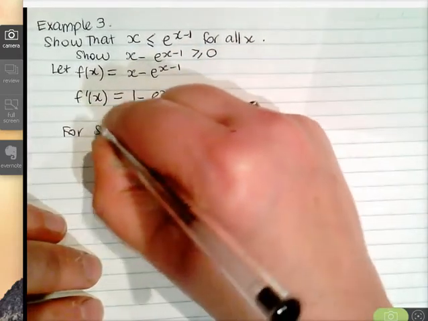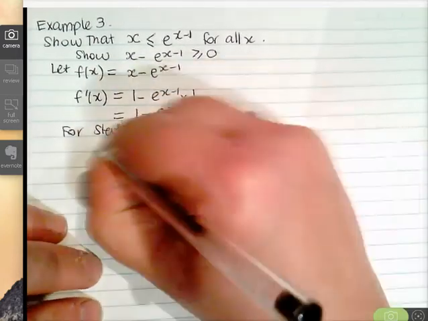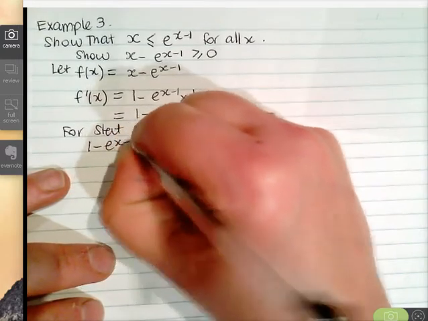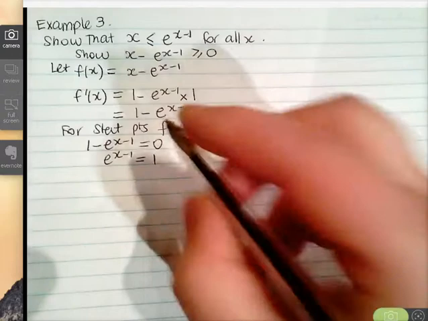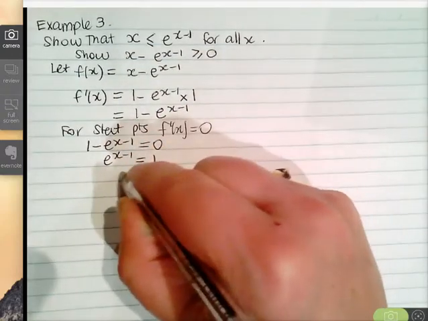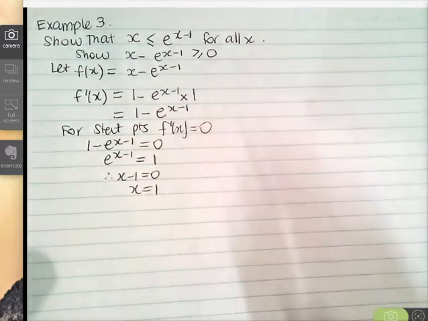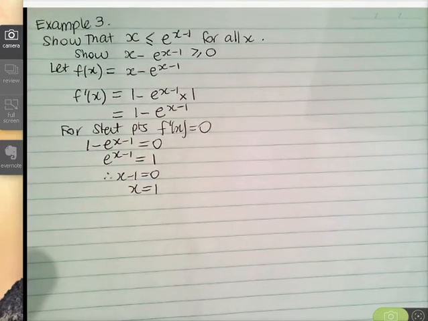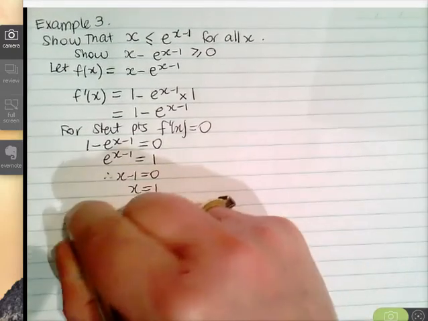So again, for stationary points, f dashed x is 0, so 1 minus e to the x minus 1 is 0, or e to the x minus 1 is equal to 1. Now we know that e to the 0 is 1, so therefore x minus 1 has to be 0, so x is 1.